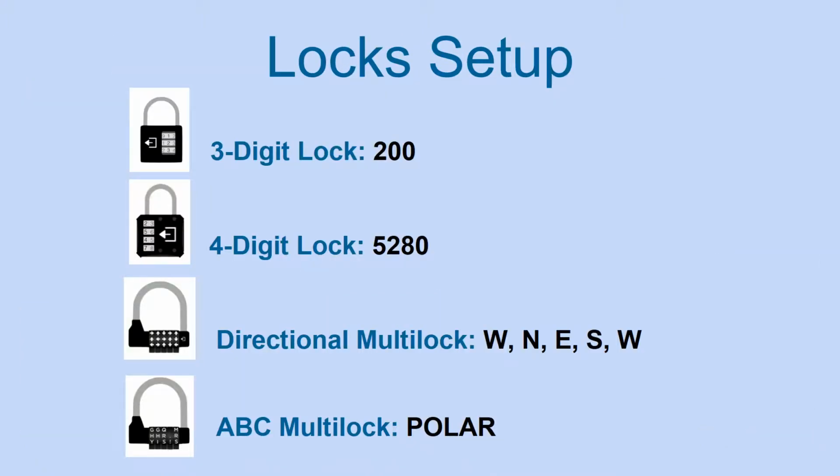First, set your locks to the following combinations. The 3-digit lock should be set to 200. The 4-digit lock should be set to 5280. The directional lock should be set to west, north, east, south, west. And the word lock should be set to the word polar, P-O-L-A-R.